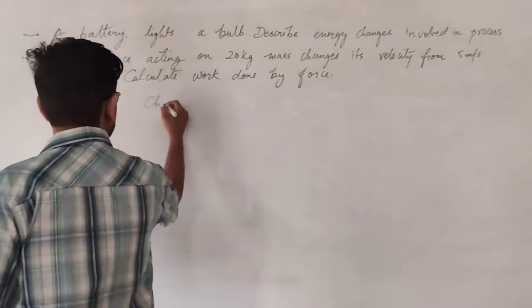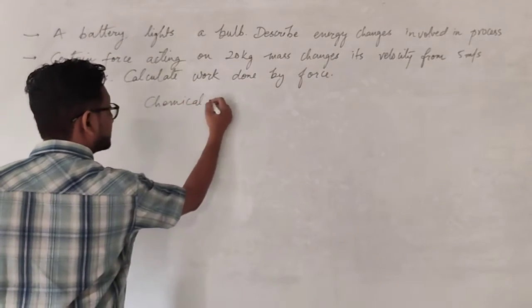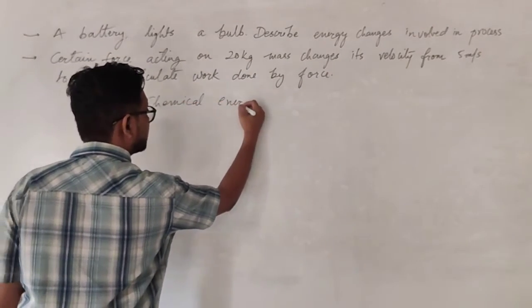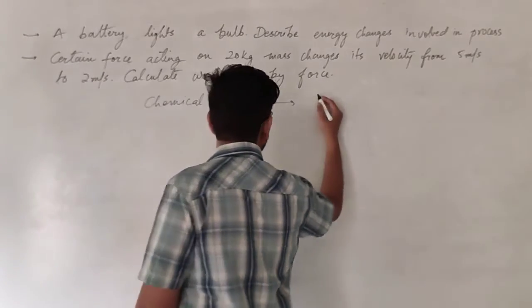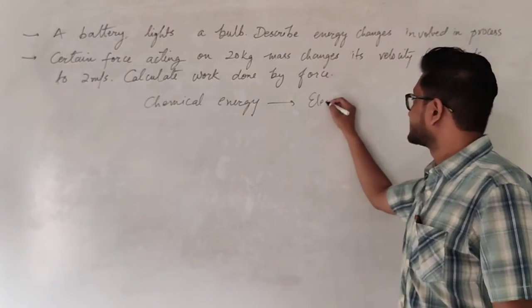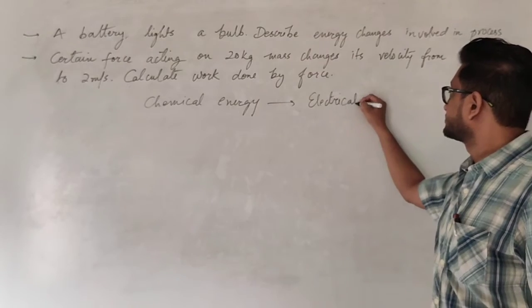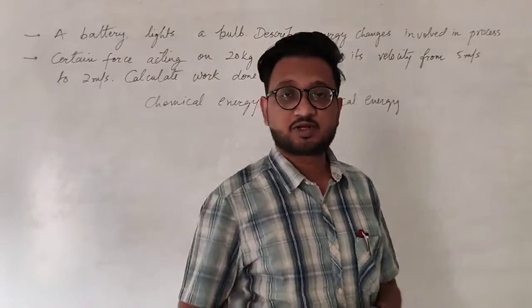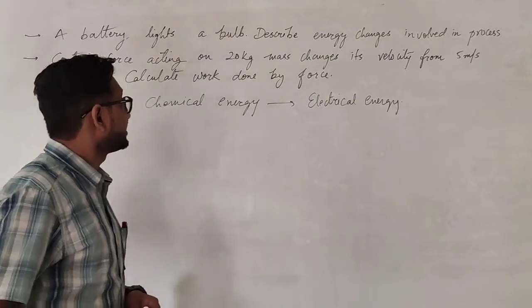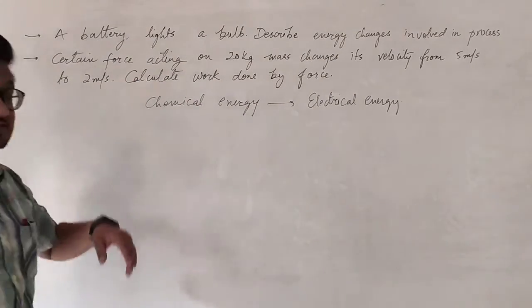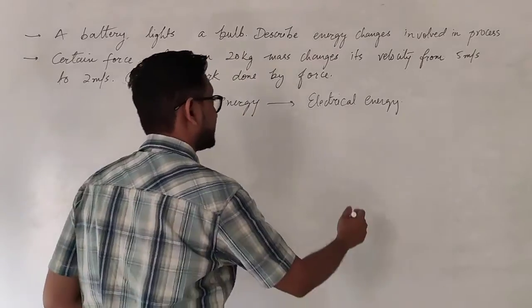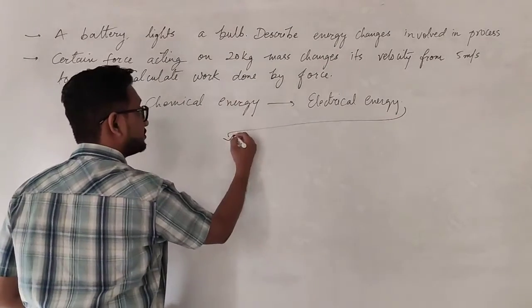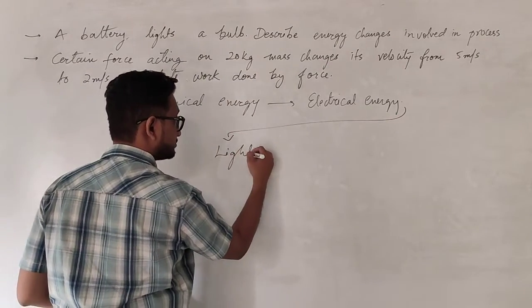So chemical energy is converted into electrical energy. Chemical energy is converted into electrical energy, and that electrical energy lights a bulb, which is converted into light energy.